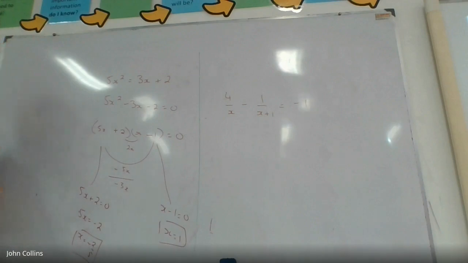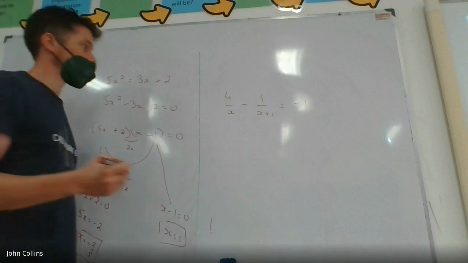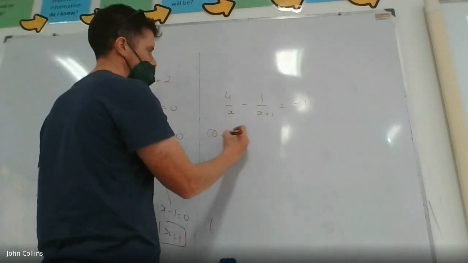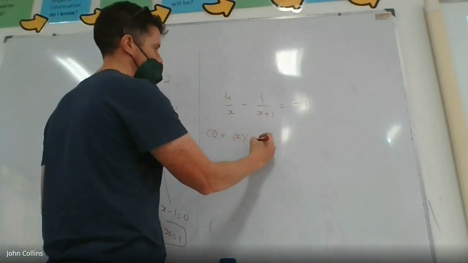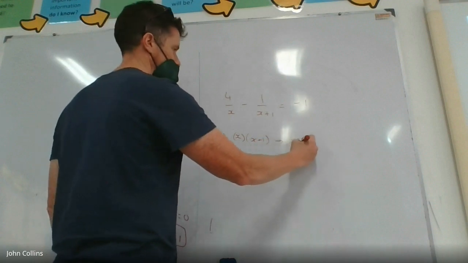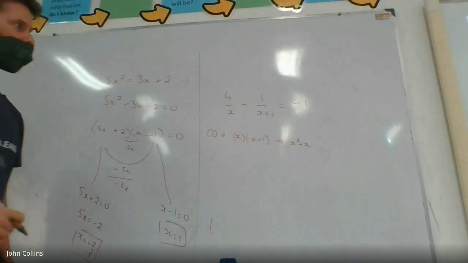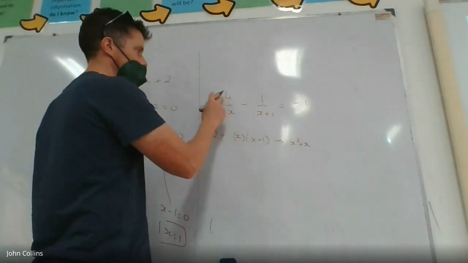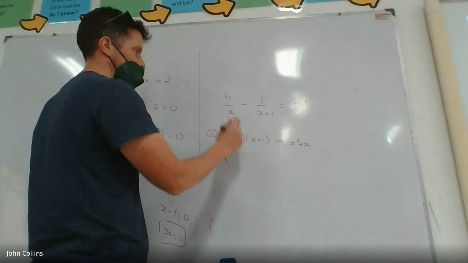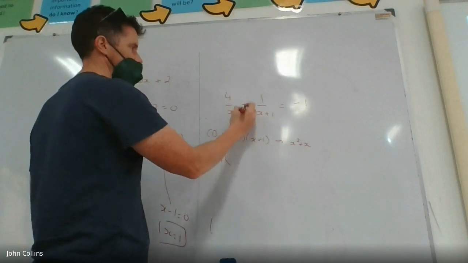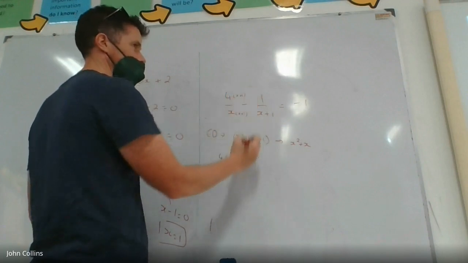So if there's fractions, I need a common denominator. A common denominator is what? x squared plus x, yes. Common denominator would be x times x plus 1, which you could write as x squared plus x. But it is these two multiplied, which means this one doesn't have an x plus 1 at the bottom, so it needs to be multiplied by x plus 1 at the top.